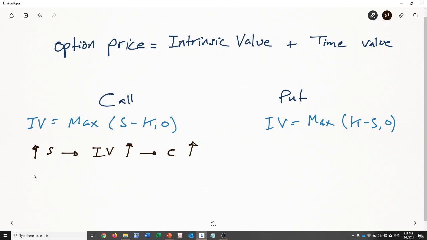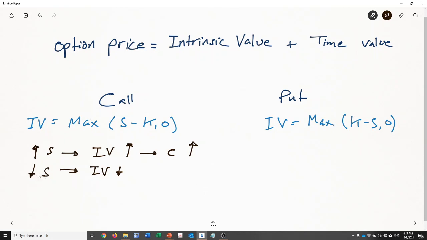Similarly, if we decrease the underlying stock price, what will happen to the intrinsic value? It will decrease. Look, what's the effect? If S increased, K is fixed, this becomes larger, the intrinsic value becomes larger, which means the time value will not change because all other factors are the same. The call option price will increase.